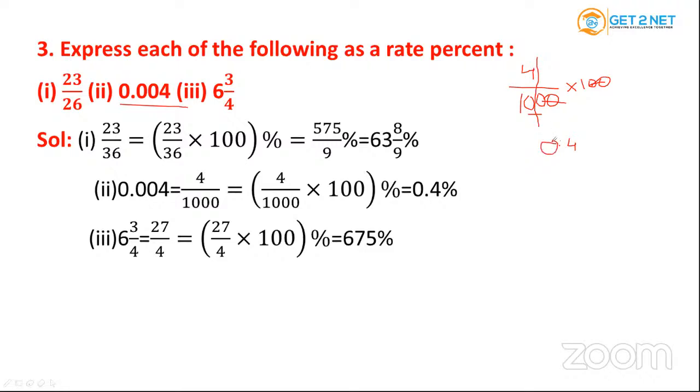Clear? Yes, ma'am. When I am converting into percentage, I will multiply. I'm trying to convert the following into percentage. These are not percentage values. These are just fractions or decimals. I'm trying to convert them into percentage. That is the reason why I'll go for multiplication by 100. Clear? Yes, ma'am. Okay.